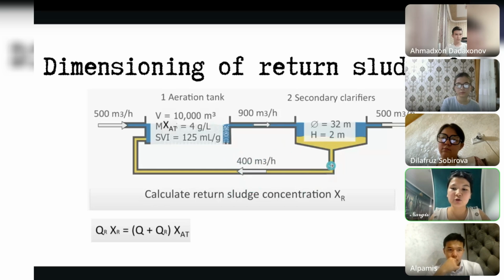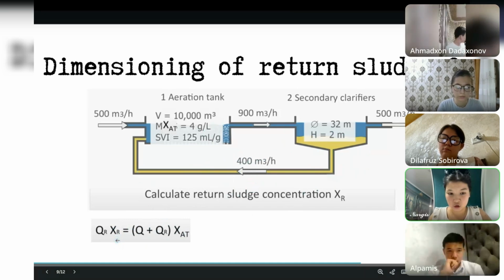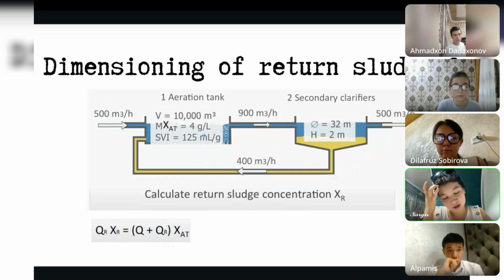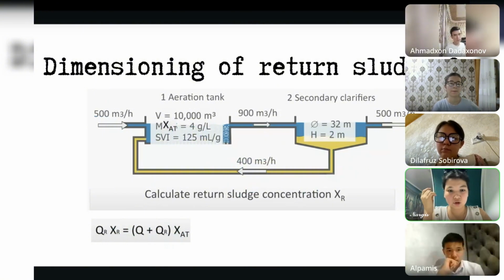Now we just want to find the concentration of bacteria inside of this sludge. So again, the formula is just what I told you, and you have pretty much everything here. You have QR, which is 400, XR, the one that you should find. You know Q, this is 500 meters per hour, and XAT is here. So it's 4 grams per liter, and you should be able to find XR here. So you can start doing it.